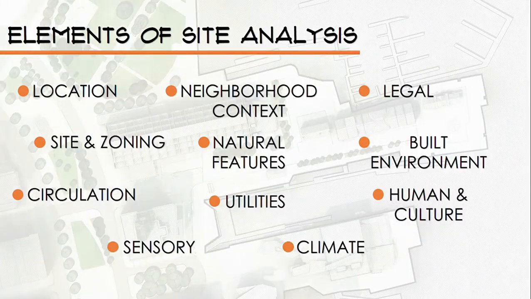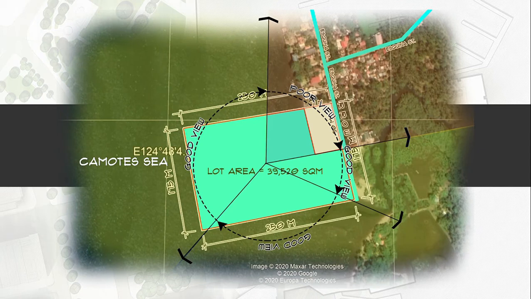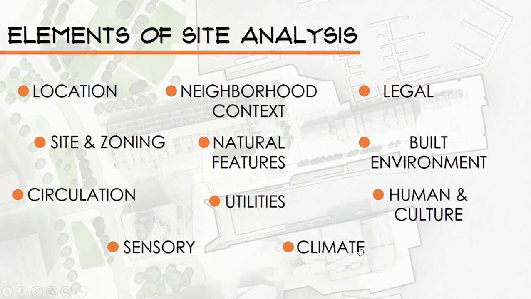The 10th element is the sensory. You may have noticed in the slide the good view and the poor view. The former shows the Camotes Sea, Hiposong River, and trees, and the latter shows the road, residents, and vehicles. And the sound inducing calmness or serenity can also be experienced in the area. This comes from the trees and Camotes Sea, while the noise and unpleasant sounds come from neighbors, vehicles, and other noise from the roads. The last element is the climate.